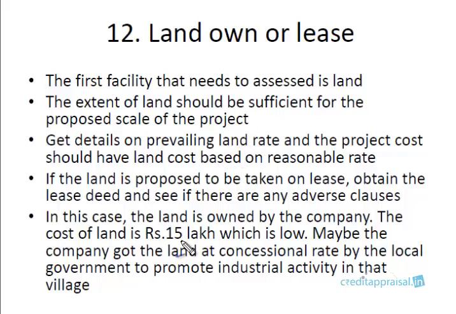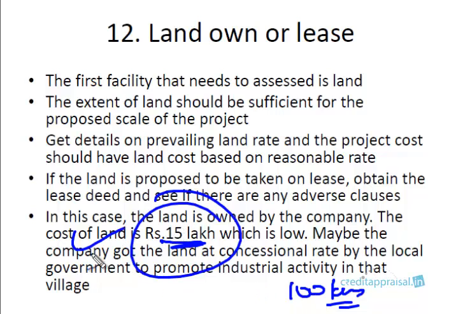Okay. So in this example, we are given that the cost of land is 15 lakhs, which appears to be low, but maybe it's a concessional rate because we are told that it's 100 kilometers from Bhubaneswar. Maybe it's a backward area. We don't know. Let us accept this is a reasonable land rate.